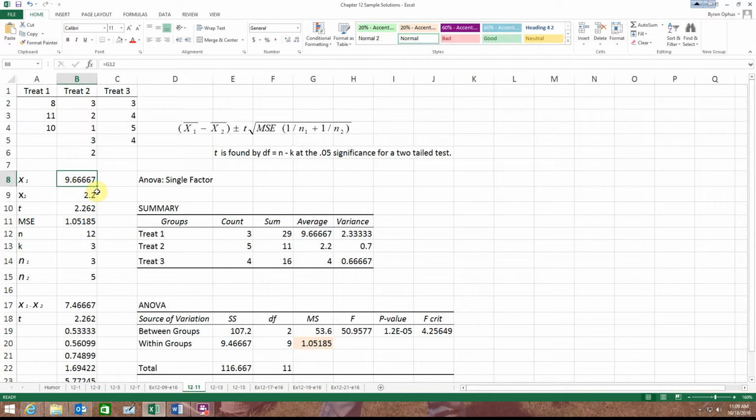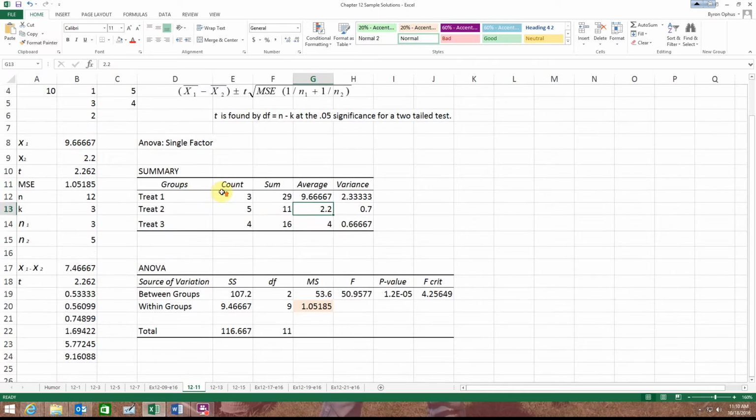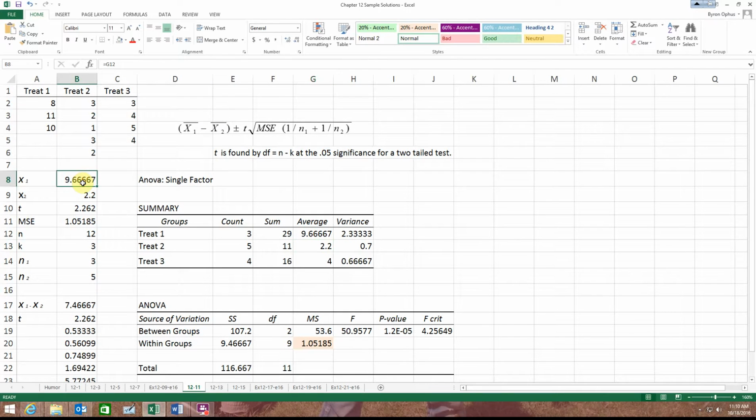And so I've plugged that in here, and I've plugged in some of the other data. My x1 then is equal to the mean, which I got from G12 because it's given to me, and my x2. These are averages, and this came from my ANOVA single factor, but I could get it from up here as well. I could figure out what the average of these is, and it's going to be the same thing. My treatment 2 average is 2.2. My t, which I looked up again, is 2.262 using the 0.05 significance for a two-tailed test, and that's because I've got the plus or minus in there, which would probably be my giveaway for that.